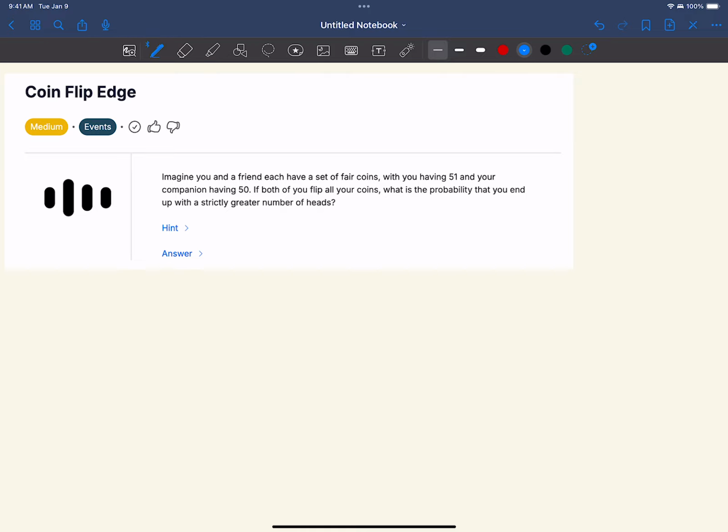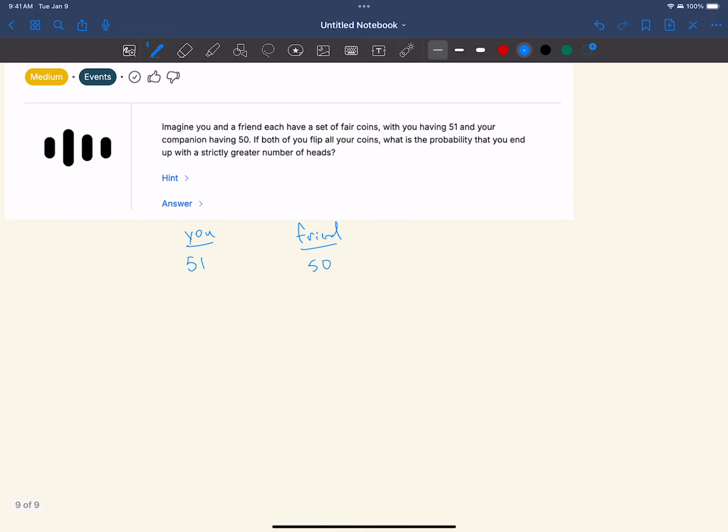So, this is going to be a more straightforward problem. You have 51 coins, and your friend has 50 coins. And so we want to find the probability that we end up with a greater number of heads than our friend. So it's best in these types of problems to define some variables.